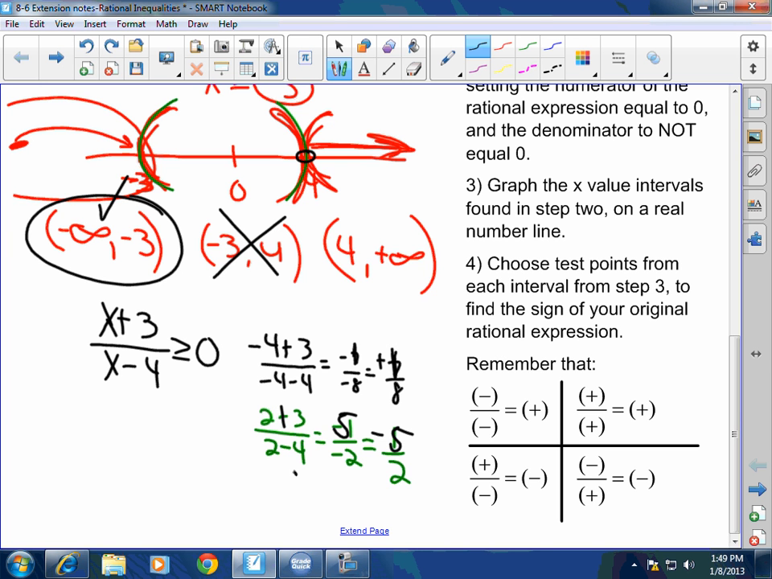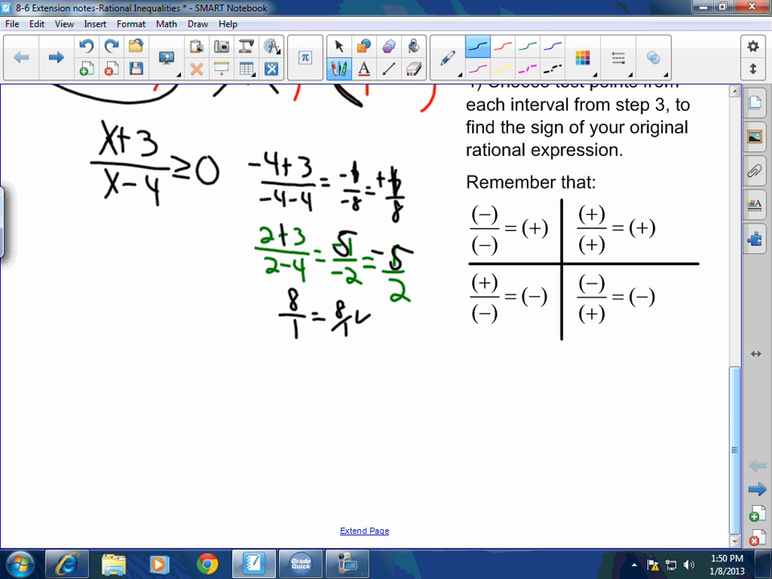5 plus 3 is 8. 5 minus 4 is 1. That's a positive 8 over 1, so that's positive, so that works. Except 4, but that's why we have a parenthesis, not a bracket. So in this particular case, my solution will be negative infinity to negative 3 with a bracket, because negative 3 does work, in union with 4 to positive infinity.